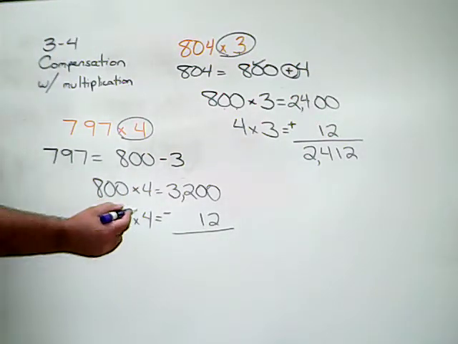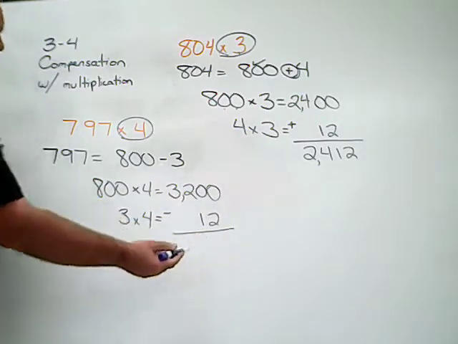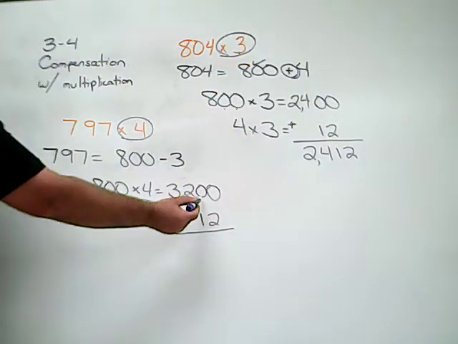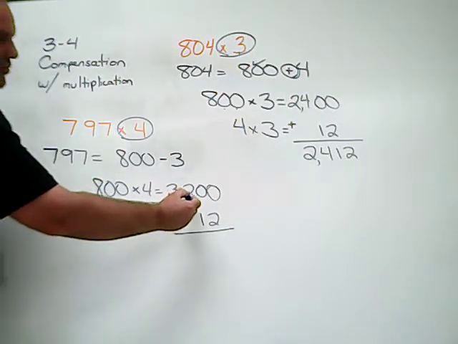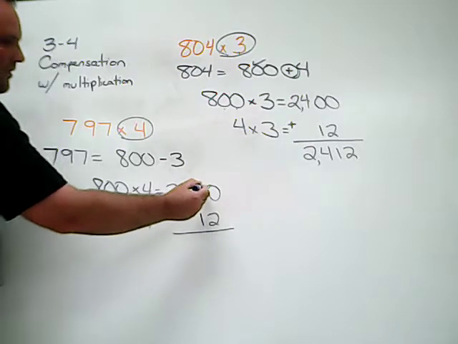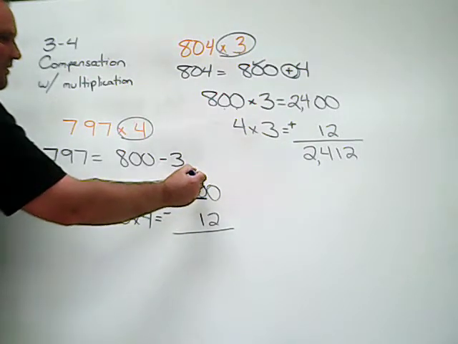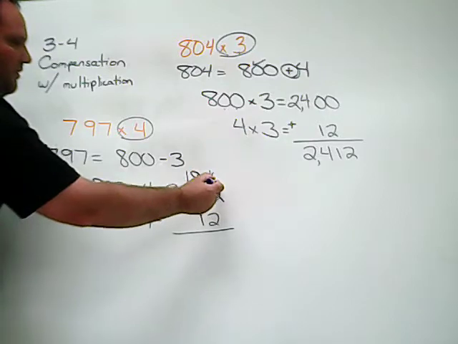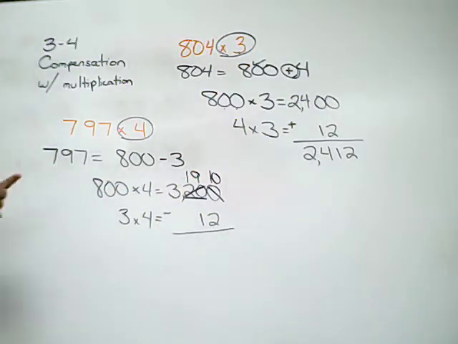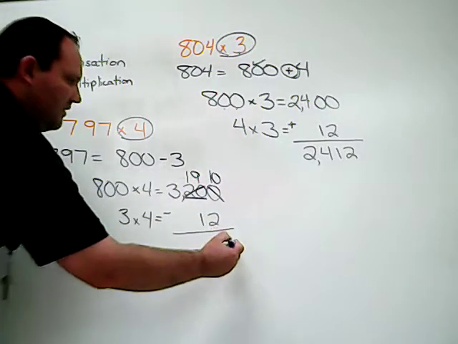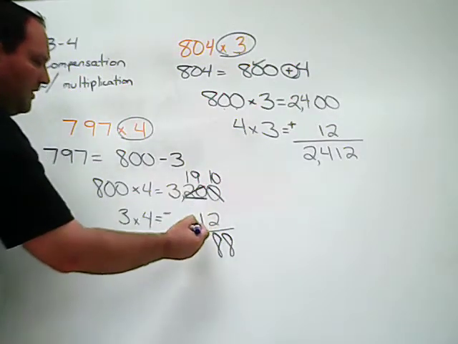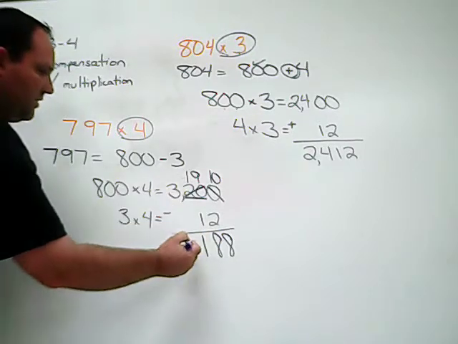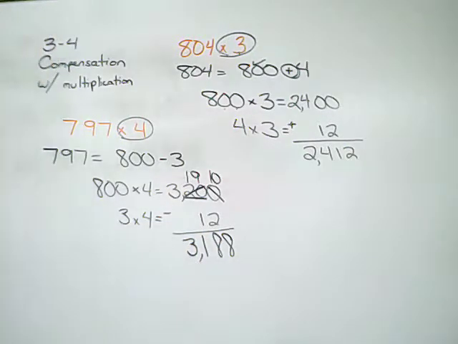3,200 minus 12, 0 minus 2 I can't do. I look next door to my 0. He can't help me. I look next door. I have a 2, so I'm going to buddy these guys up. 20 is going to turn into 19. And my 0 here becomes a full 10. 10 minus 2 is 8. 9 minus 1 is 8. 1 minus 0 is 1. 3 minus 0 is 3. So my final product is 3,188.